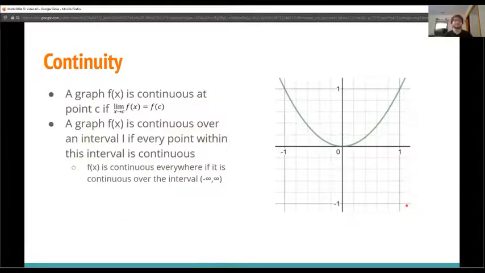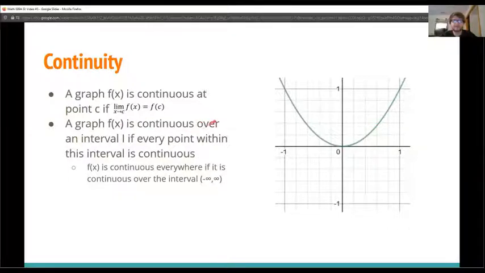Continuity. A graph f of x is continuous at point c if the limit as x approaches c of f of x is equal to f of c. So what does that mean? This is an example of a continuous function. This is just x squared. We know that anywhere on this graph, if we take the limit at any point, it's going to exist, and it's going to equal whatever the actual value there is.